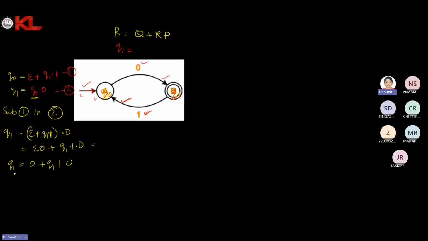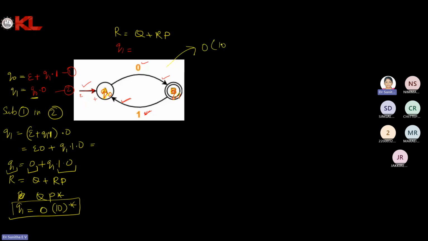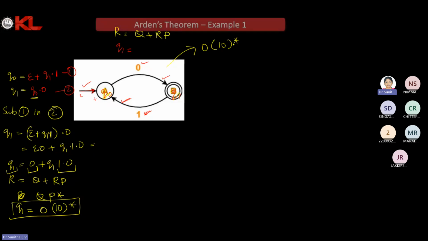So what is the format? This is equivalent to R equal to Q plus RP. That means this 0 is Q, and this 10 is P. And what is R? Q1 is R. So this can be reduced to QP star. The regular expression is Q1 equal to Q is 0 and P is 10 star. That means this FA can be represented with 0(10)*. That is the meaning.